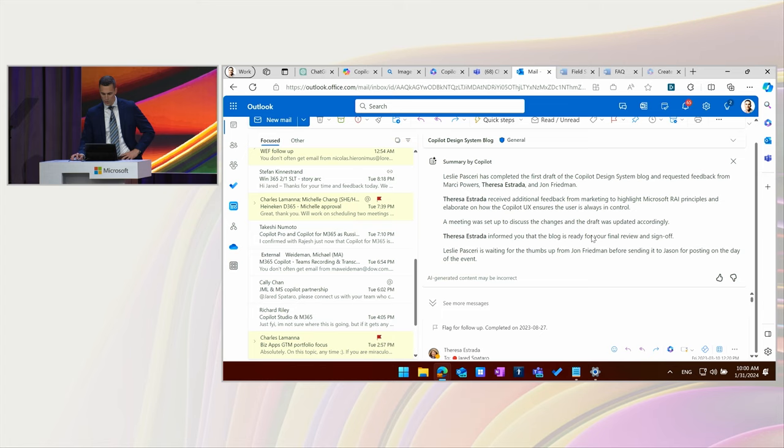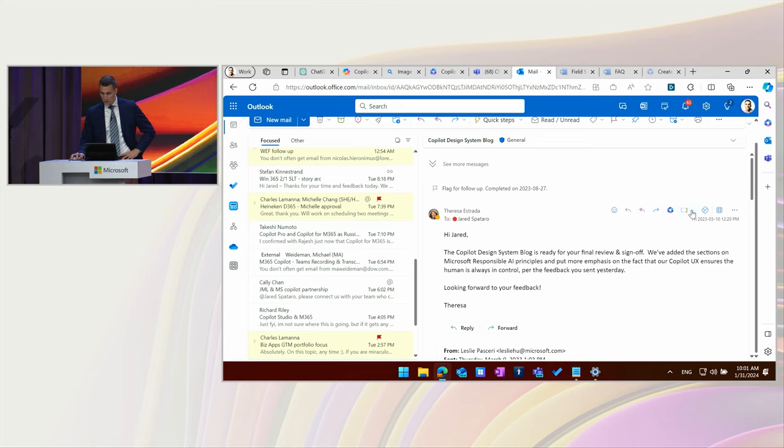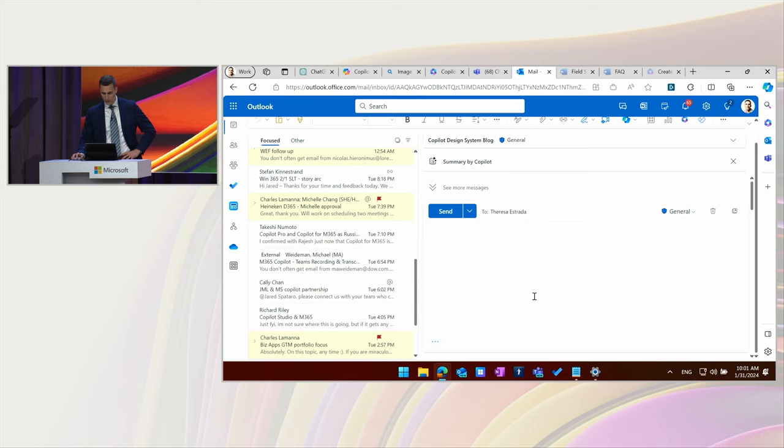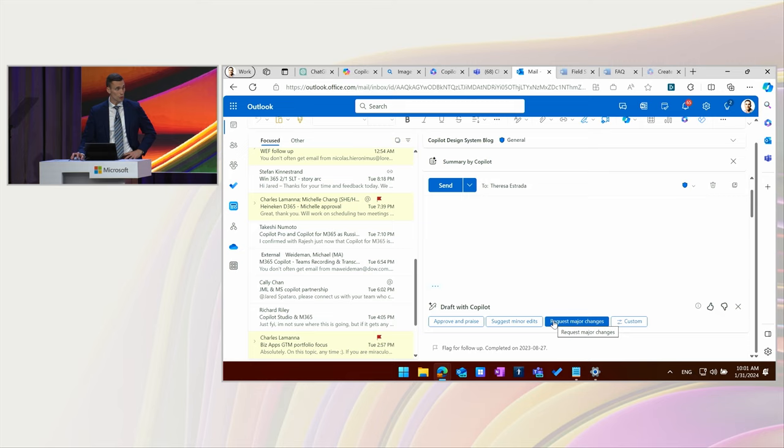Now, when you want to reply, you can see Jason reply. And after reading the thread, it actually will give you a couple of different options here on how to reply. You can approve it and praise it. You can suggest minor edits. You can request major changes. Or you can do a custom prompt. I'll do a custom prompt.